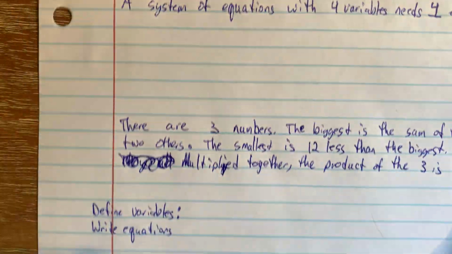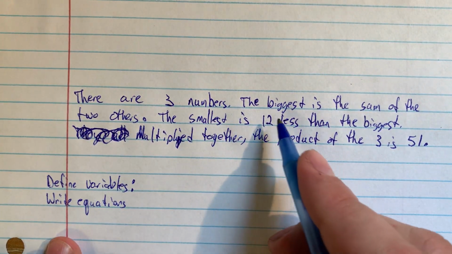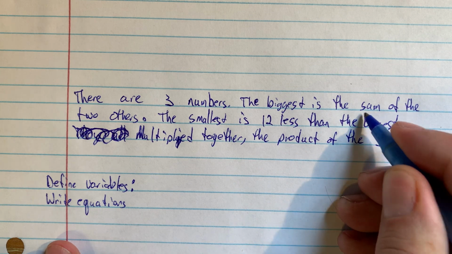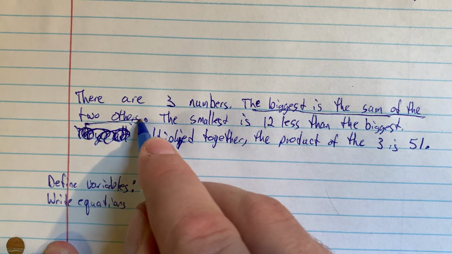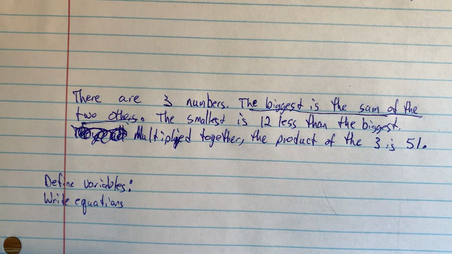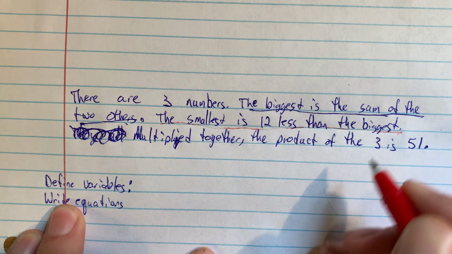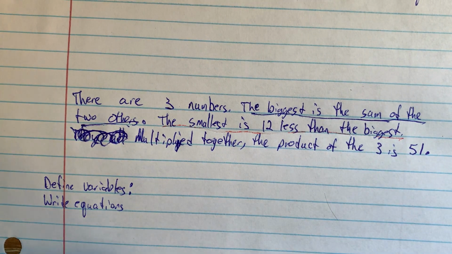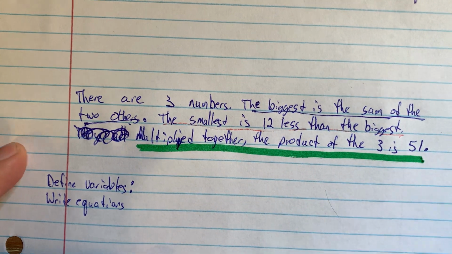Okay, so let's look at what I mean by a system of equations. There are 3 numbers. The biggest is the sum of the 2 others. The smallest is 12 less than the biggest. And multiplied together, the product of the 3 is 51.